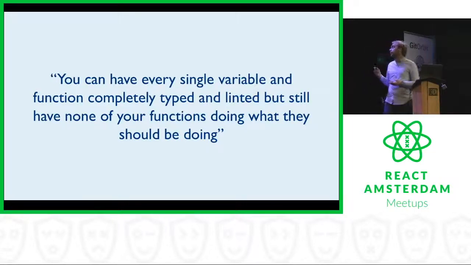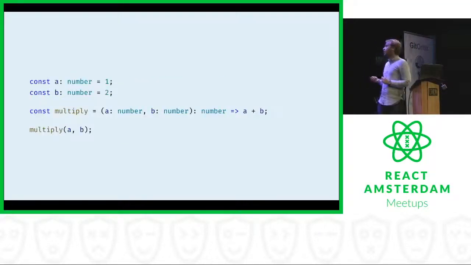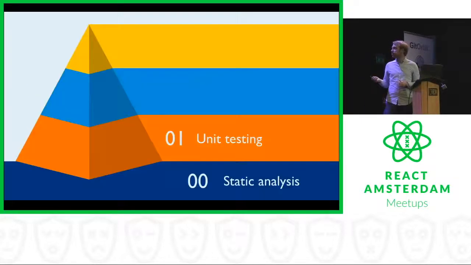But you can have every single variable and function completely typed and linted, but still have none of your functions doing what they should be doing. An example is this. This is just a simple function which should multiply two numbers. I've got it all perfectly annotated with Flow. The types are correct. The thing it does, it returns a number. But when you look closely, it doesn't multiply, but it does an addition. So linting would say, oh, no problem, it's perfectly fine. And Flow would say, yeah, great, go ahead, push this to production.